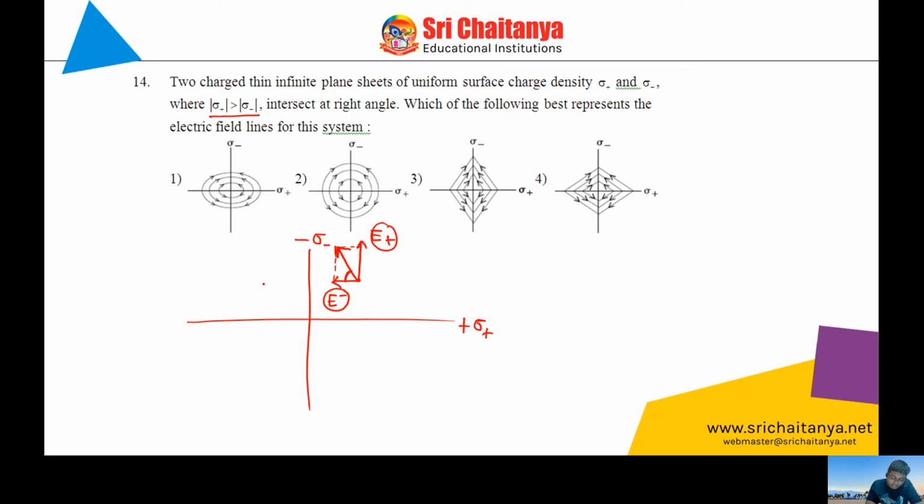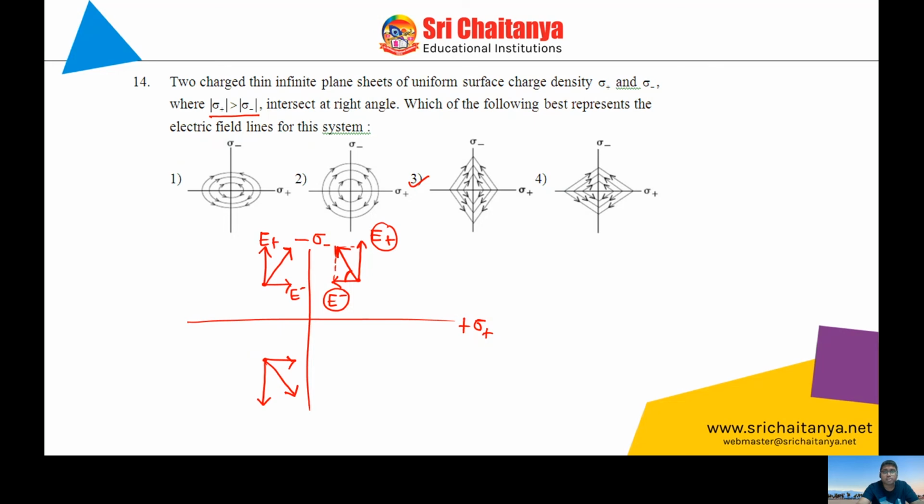Similarly, in the second quadrant you can see the electric field due to plus sigma will be in this direction, that is E plus, and that is E minus. So the net electric field will be in this direction. And similarly in the third quadrant, the electric field will be away from the plus sigma plate and towards the minus sigma plate. So the direction of electric field will be this, and so on. I think by this time it is pretty obvious that option 3 will be the right choice. So that is question number 14, and let's move on to the next one.